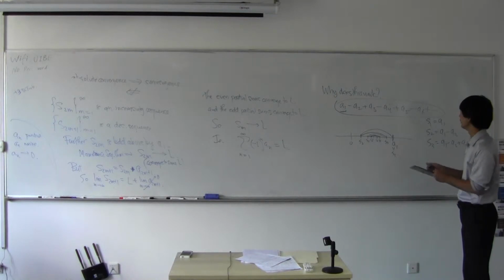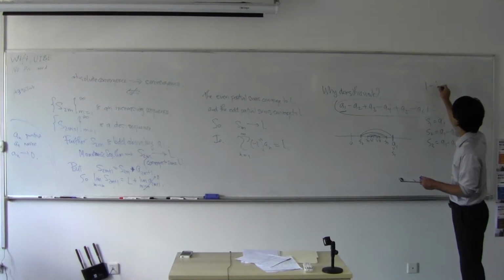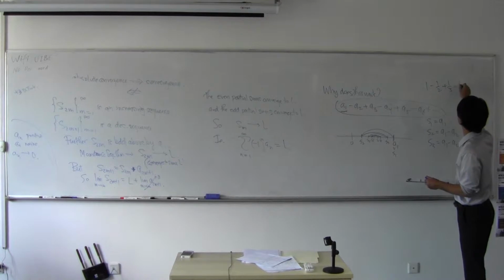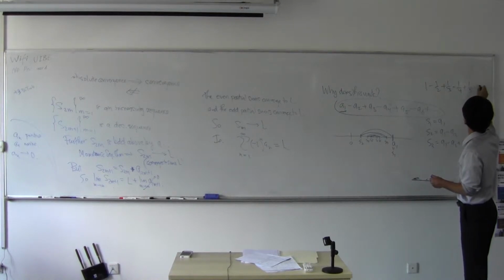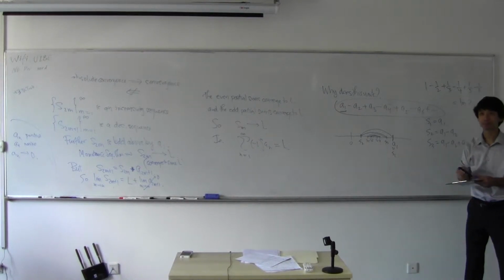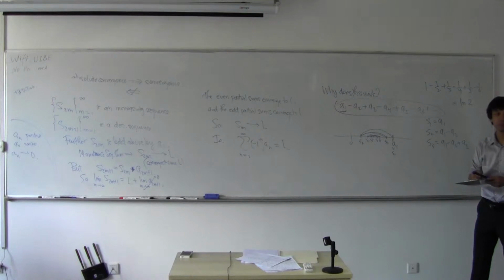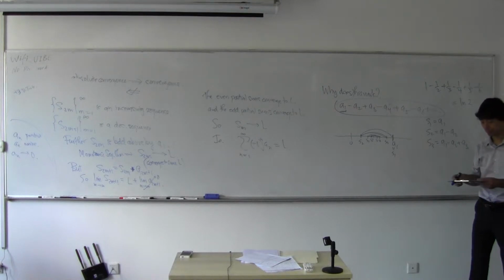Later, we'll see that, so we were looking at this one, 1 minus a half plus a third minus a fourth plus a fifth minus a sixth, and so on. Later, we'll see that this is actually the natural log of 2. We'll see that next week.